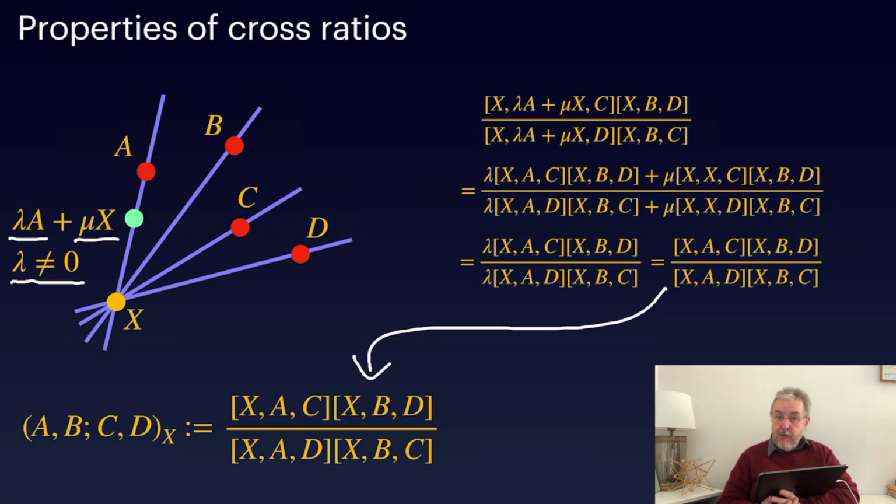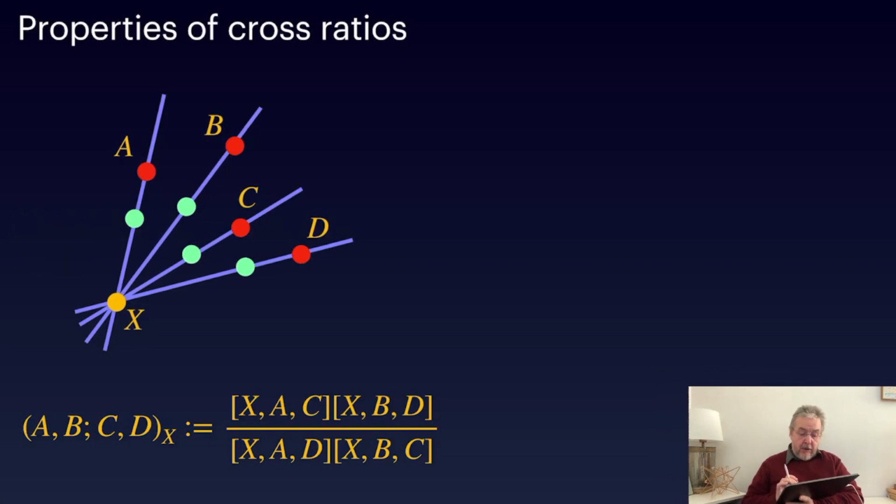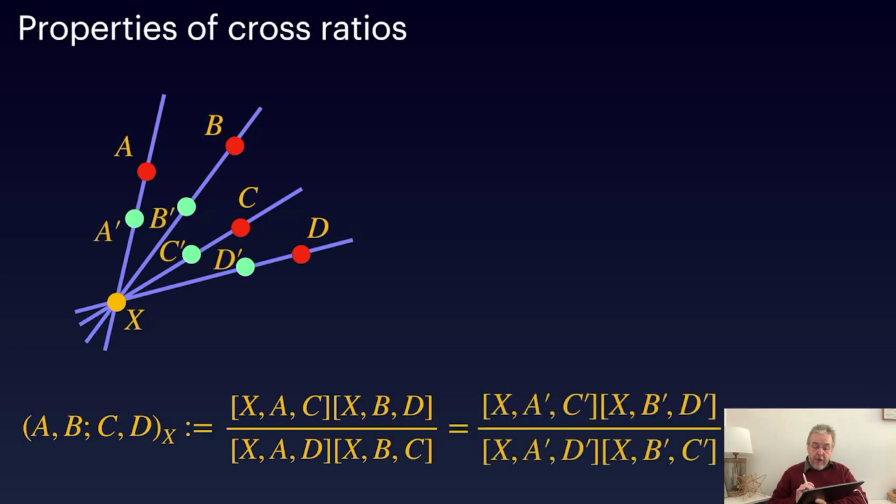This is not only true for point A, this is true for all the other points as well, and therefore we can replace the other points as well, and call those new points A prime, B prime, C prime, D prime, and by the same reasoning the cross ratio is the same if we replace all red points by the green points.